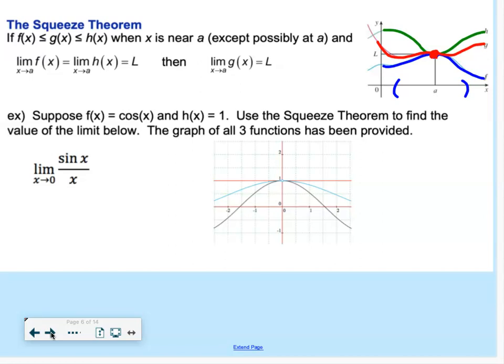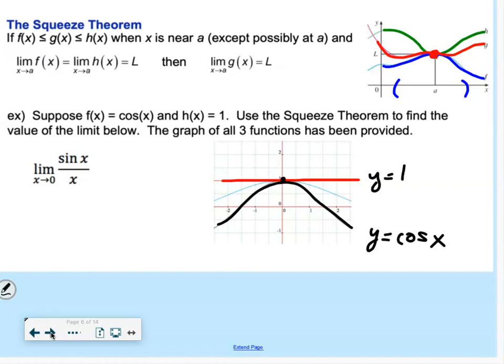The two other functions that sine x over x is in between are the horizontal line y equals 1 and this lovely curve right here, which is y equals cosine x. So this is y equals 1. This is y equals cosine x. As x approaches 0, what's the limit of 1? 1. As x approaches 0, what's the limit of cosine x? 1. So they have the same limit, right?